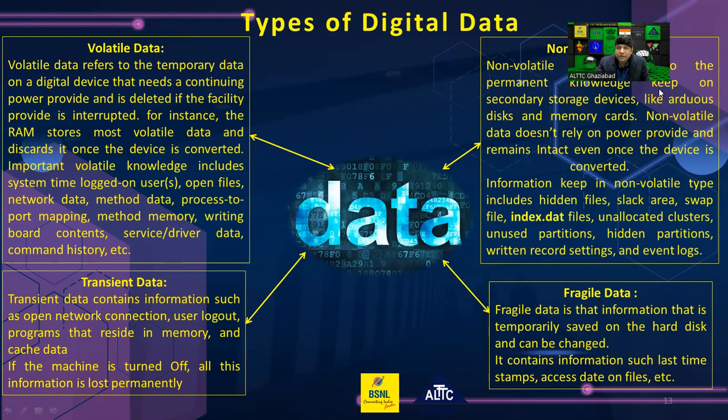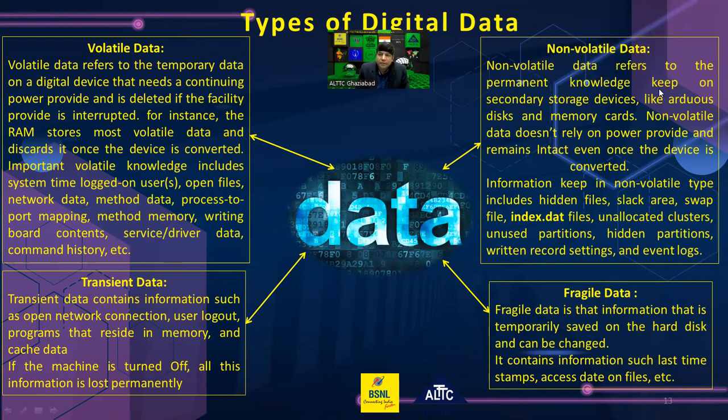Similarly, non-volatile data refers to the permanent knowledge kept on secondary storage devices like hard disk and memory card. Non-volatile data does not rely on power and remains intact even when the device is turned off. Important items kept in non-volatile storage include hidden files, slack area, swap file, and index files. If you are from a technical background, I think these words are familiar to all of you.